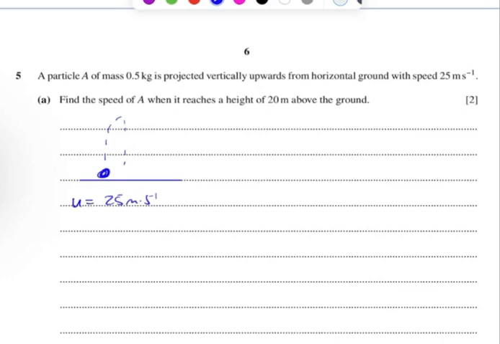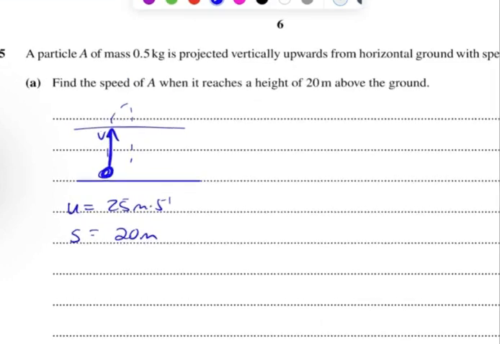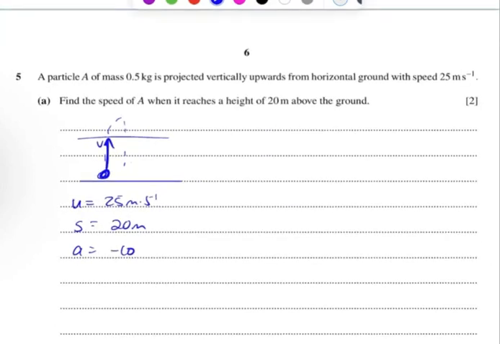Find the speed of A when it reaches a height of 20 meters. Okay, so we don't know where it is. We want to find the speed at that point though. We know it's 20 meters above the ground, sorry. We do know where it is. Acceleration is minus 10 because we're working with gravity. Okay, and we want to know our final velocity. So v squared is u squared plus 2as.